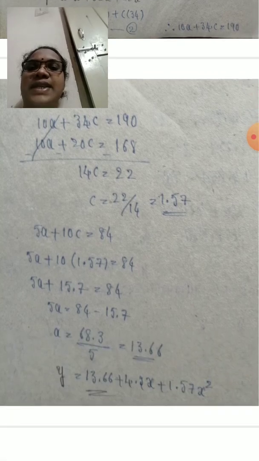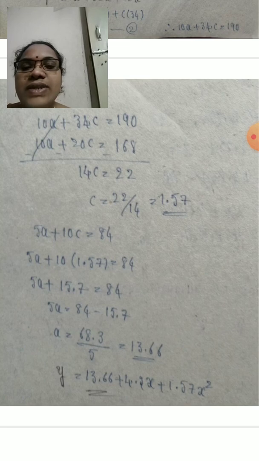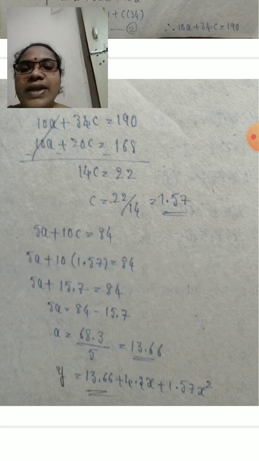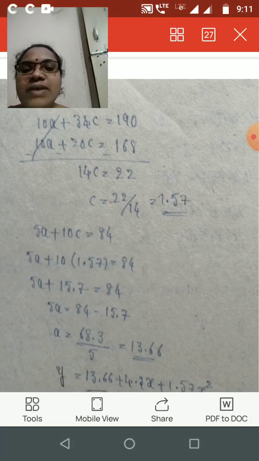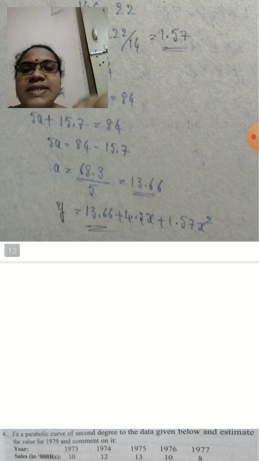5a plus 10c equals 84. Substituting c, 5a plus 10 into 1.57, that is 15.7, equals 84. So 5a equals 84 minus 15.7, that is 68.3. a equals 68.3 by 5, that is 13.66. So y equals 13.66 plus 44.2x plus 1.57x square.